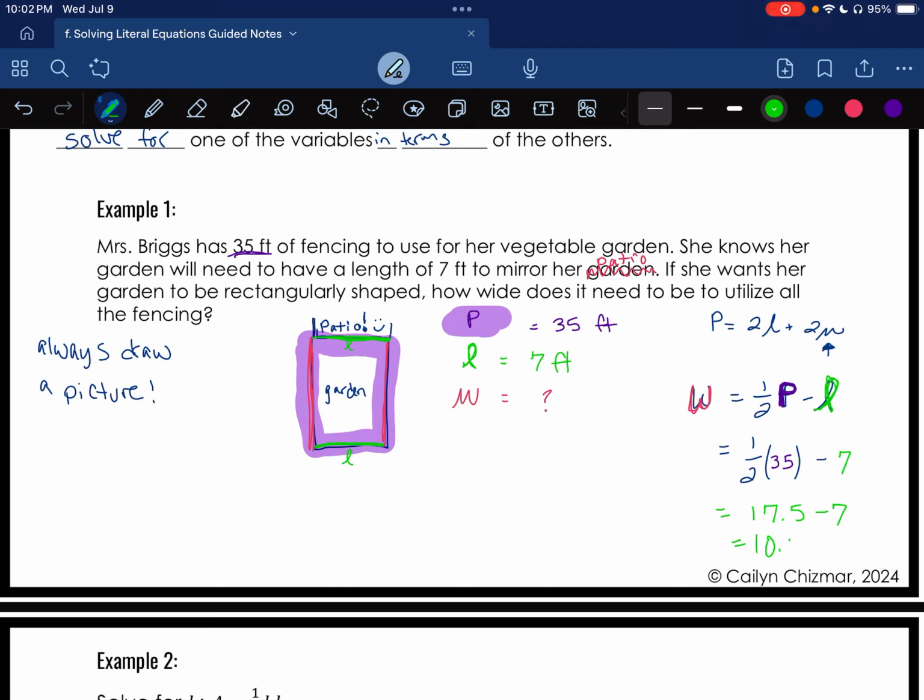So Mrs. Briggs's garden needs to be 10.5 feet wide.